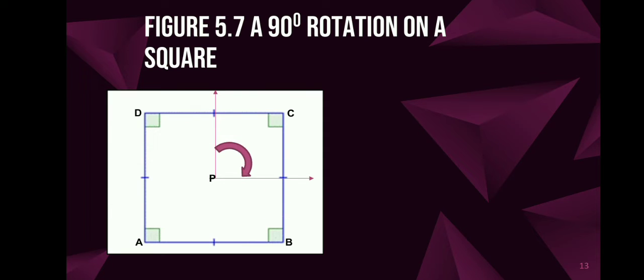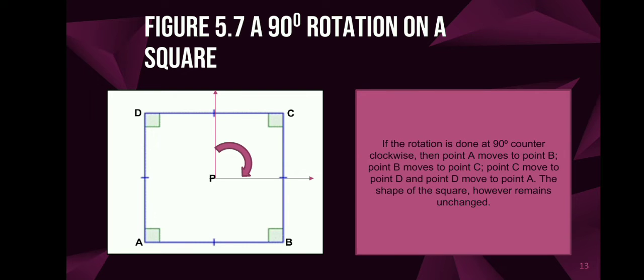Figure 5.7, a 90-degree rotation on a square. Now, locate the center of the square, say at a point P. Rotate the square about the same point through some amount of rotation. If the rotation is done at 90 degrees counterclockwise, then point A moves to point B, B moves to C, C moves to D, and D moves to A. The shape of the square, however, remains unchanged. Similarly, a 180-degree rotation moves A to C, B to D, C to A, and D to B. These symmetries are called rotational symmetries.